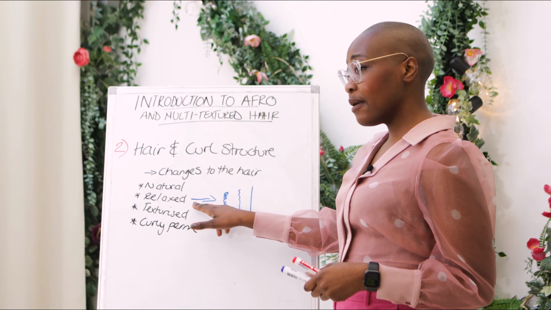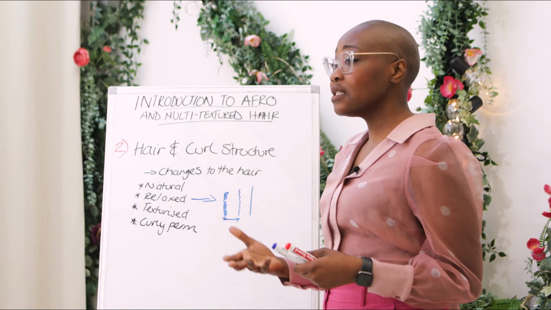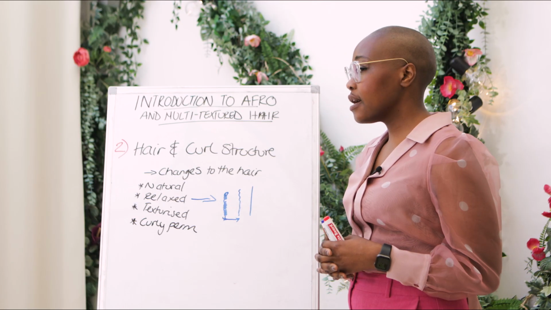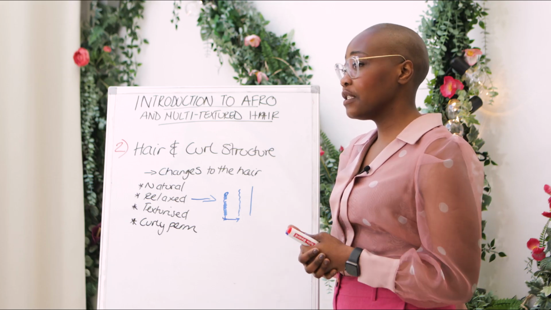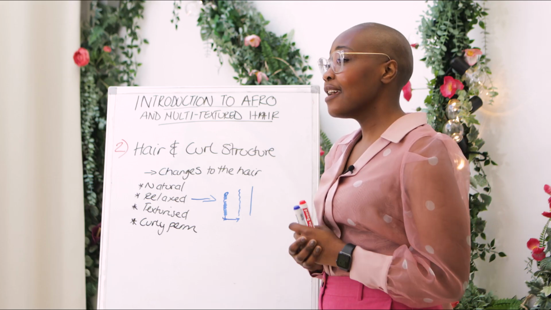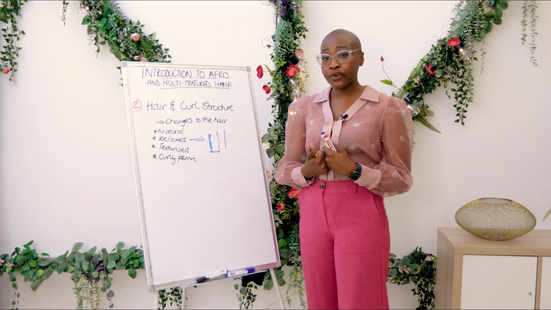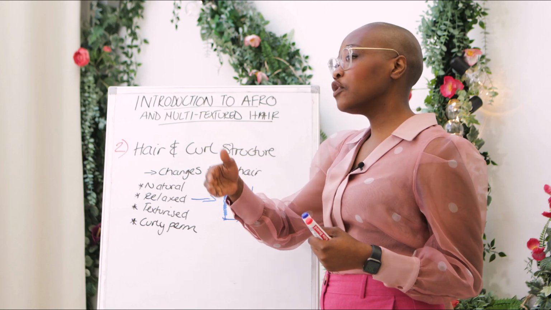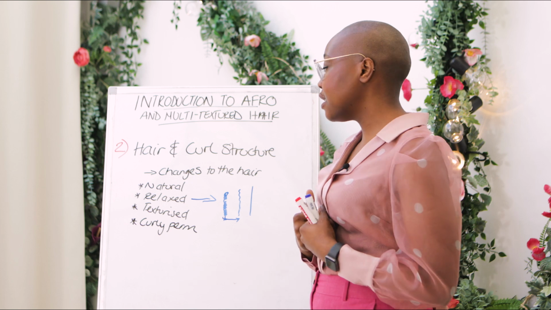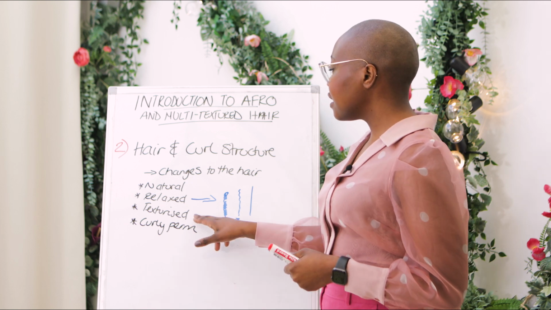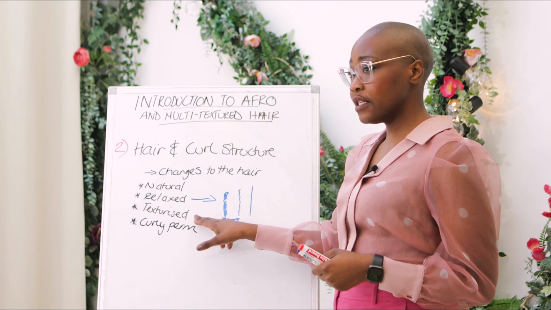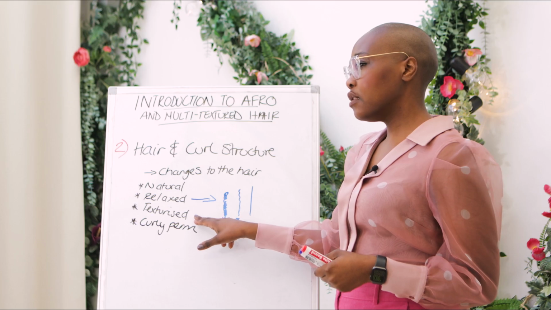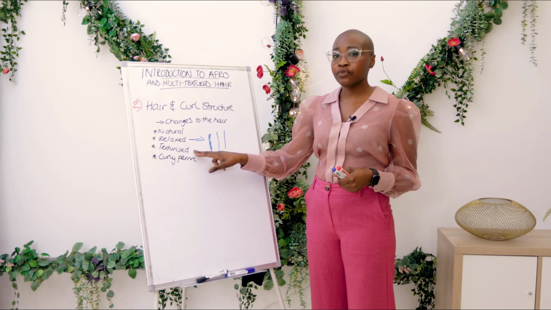So it is a chemical and it is permanent. Once it's done, you cannot actually undo the process. If someone decides that they don't want relaxed hair, they will literally have to go through a transitioning process where they can either cut off all the relaxer completely, or they can gradually cut off the relaxer until the hair is completely back to natural. The next thing that we have is called texturizing. So some of you might have heard this word when we talk about texturizing in hairdressing.